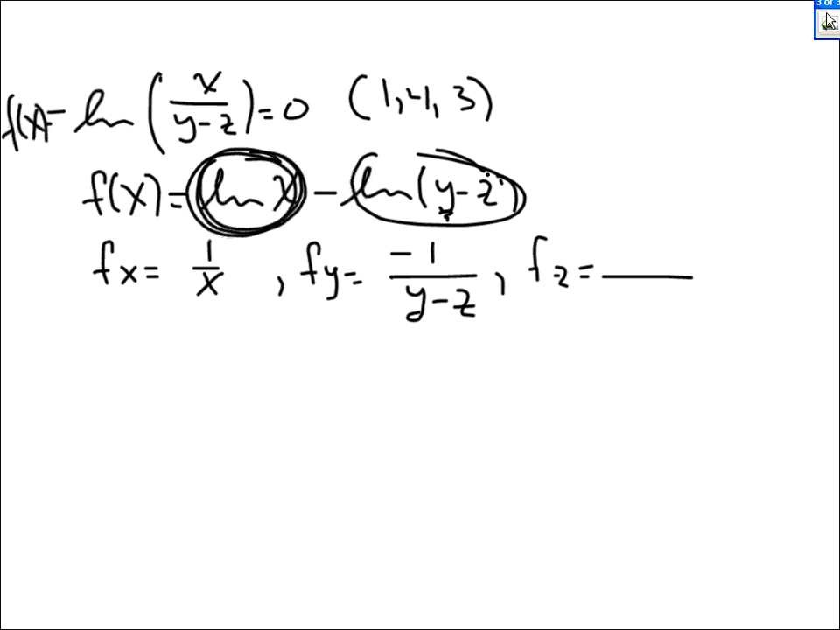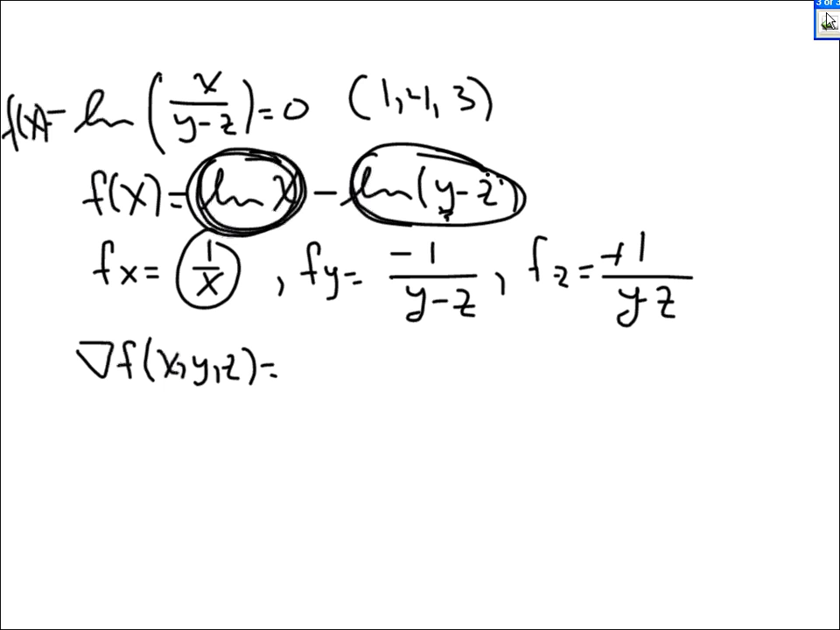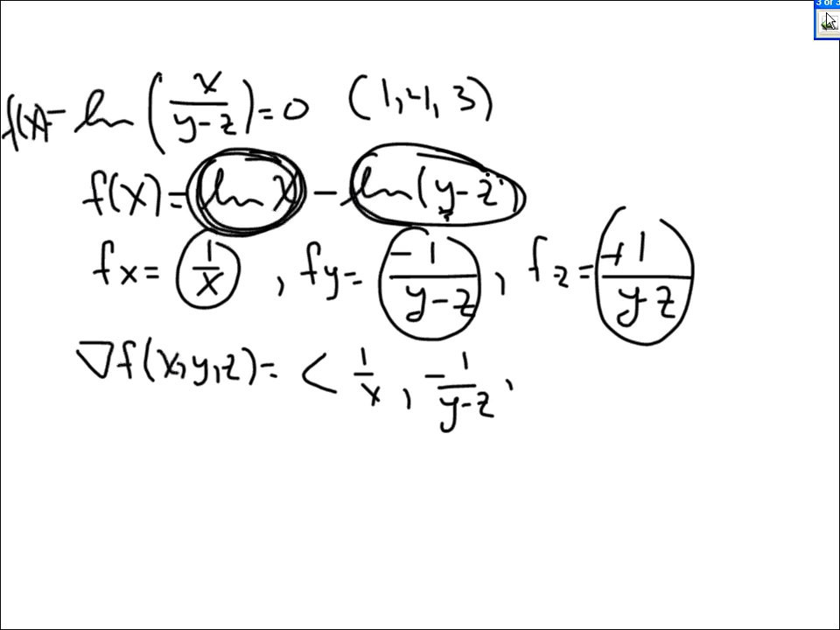Minus the derivative of this. You put y minus z in the bottom, and the derivative of y minus z is negative 1. So that actually becomes plus 1. Now, I don't know why I wrote it this way, but it's no big deal. I mean, the gradient of f of x, y, z is the partial with respect to x, comma, the partial with respect to y, comma, the partial with respect to z.